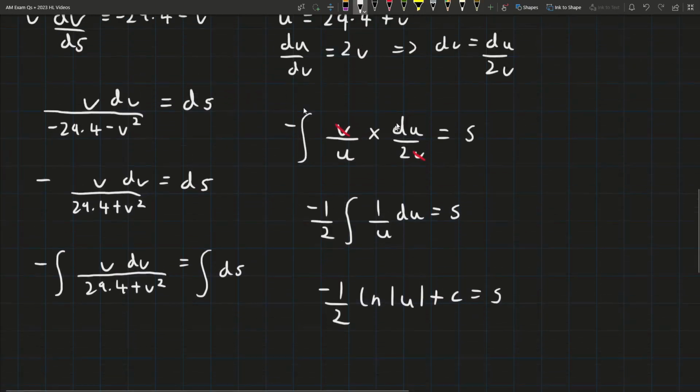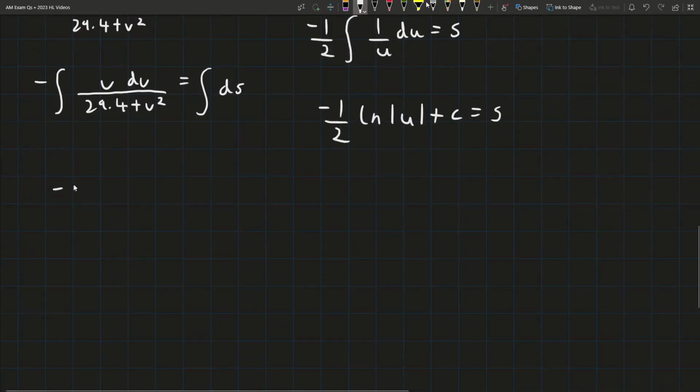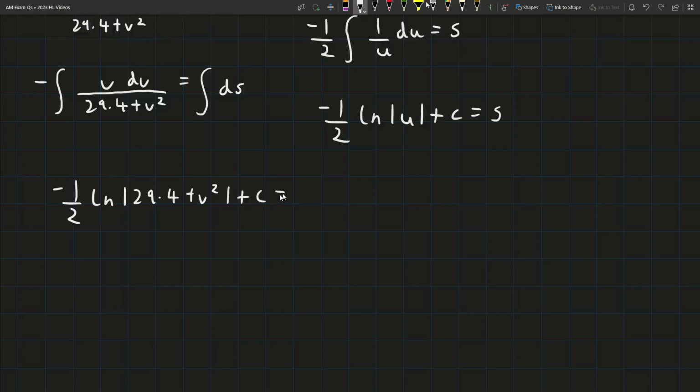Now we can put back in what our u was. u is 29.4 plus v squared, so we can say minus a half times the natural log of 29.4 plus v squared, plus c, equals s. So we don't need the absolute value, because 29.4 plus v squared is always going to be positive, because v squared is always positive. And then we can multiply both sides by minus 2 to get the ln by itself and bring the c to the other side.